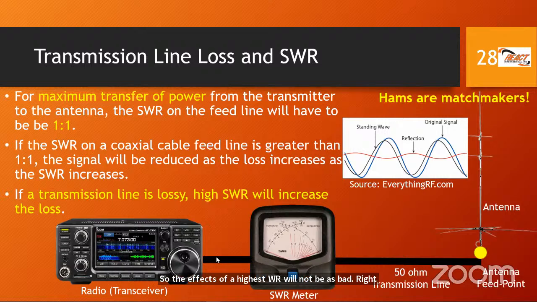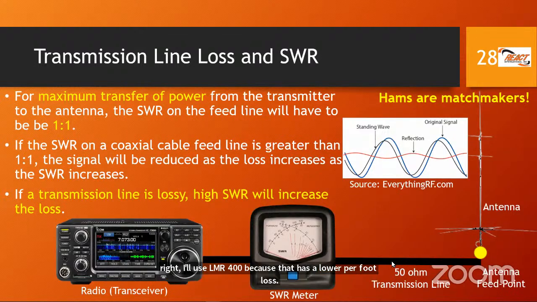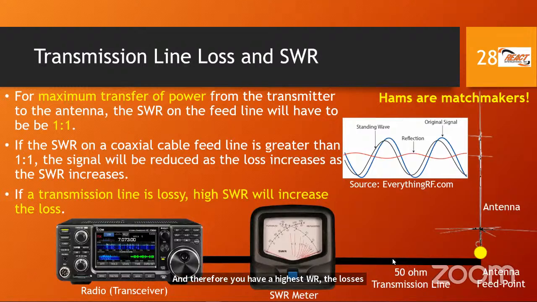So that's why as hams, we will invest a little more in good quality transmission line. And when we're investing in coaxial cable, you'll hear about LMR 400. Hams will say, all right, I'll use LMR 400 because that has a lower per foot loss. And therefore, if you have a high SWR, the losses associated with a high SWR will not be as much as if you had used a lower quality coaxial cable. Let's say LMR 240 or so, you have more loss per foot if you have a high SWR. So these are the things that we need to know about as amateur radio operators so that we have optimality in our transmission. Let's move on.